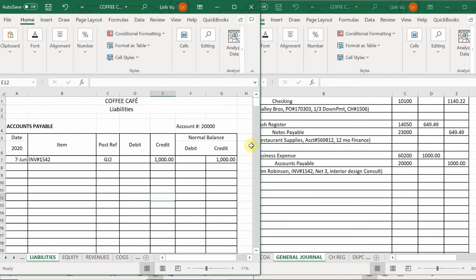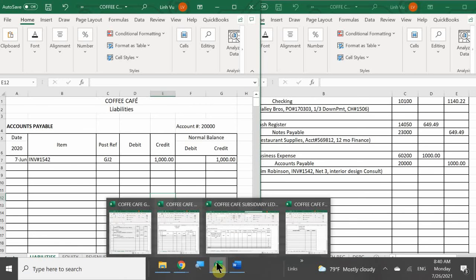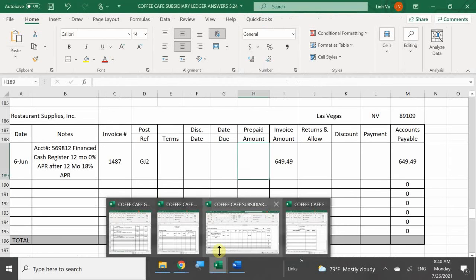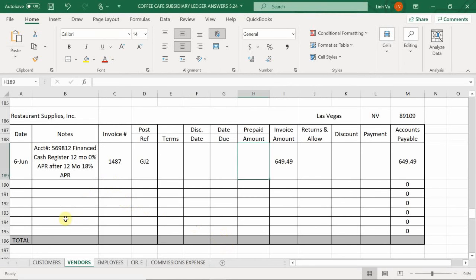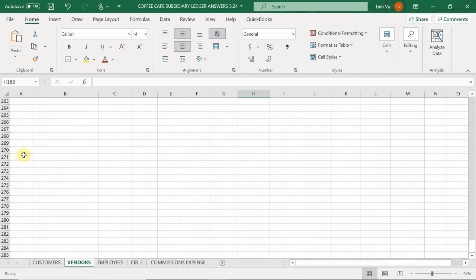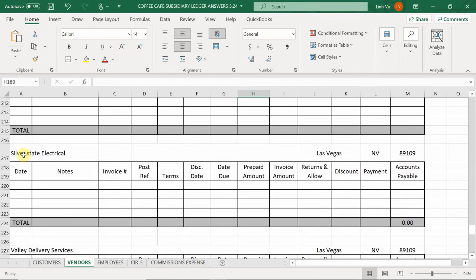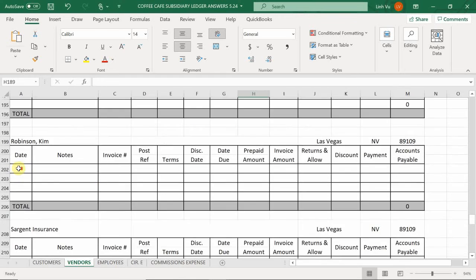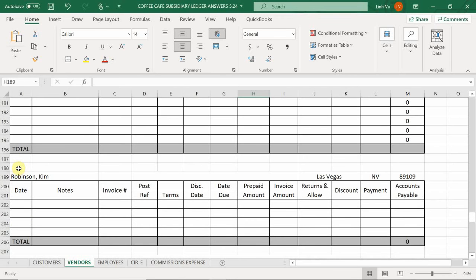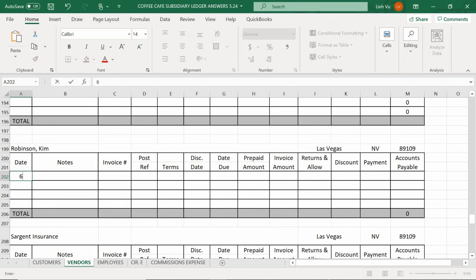All right, so there we go. Last but not least, we need to fill in our subsidiary ledger because this time we dealt with a vendor, right? So I believe it's alphabetical, and because it's an independent contractor, it's going to go by last name. So right here, Robinson Kim. Date is 7/6. Notes is going to be interior design consult.